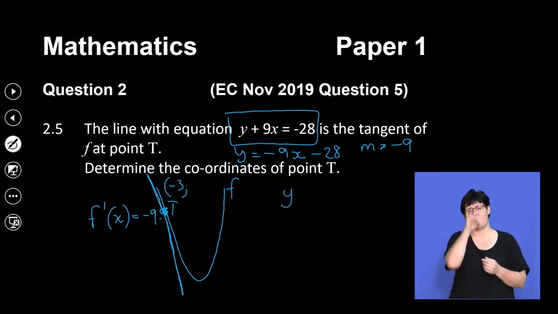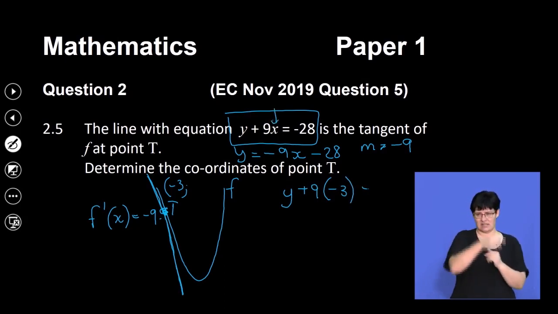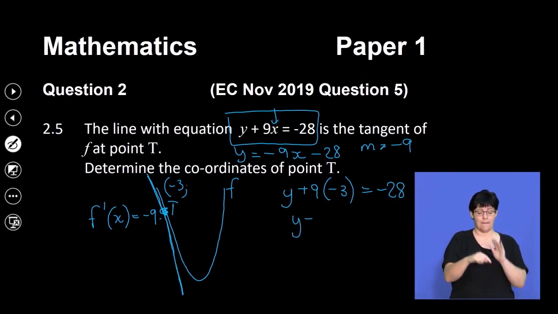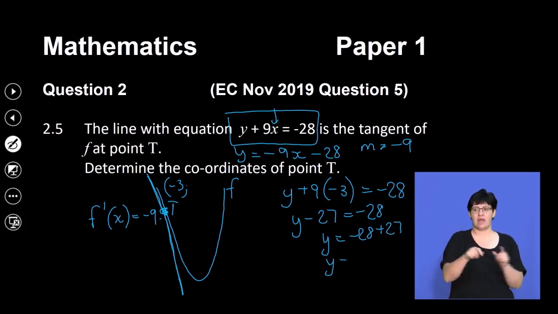So I've got y plus 9 times negative 3. So I've subbed my negative 3 into that x over there, is equal to negative 28. So this is y minus 27 is equal to minus 28. So y is equal to minus 28 plus 27. And that gives me negative 1. And that's the y-coordinate of that point.